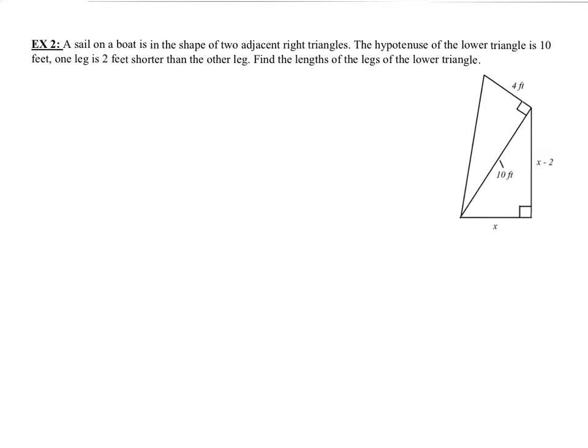The hypotenuse of the lower triangle is 10 feet. One leg is 2 feet shorter than the other leg, so 2 feet shorter than the other leg. Find the lengths of the legs of the lower triangle. So they want us to find the lengths of the lower legs. Well, how could we do this?